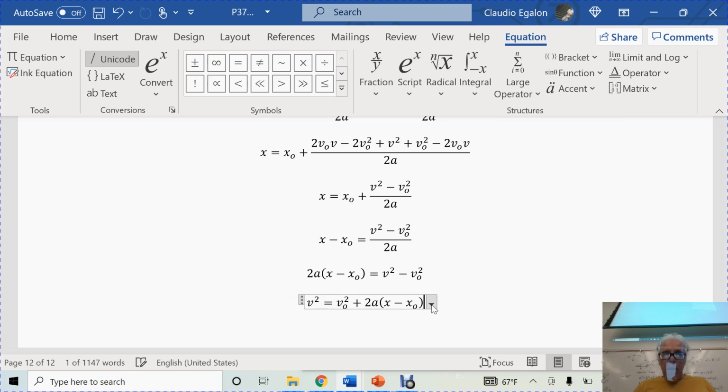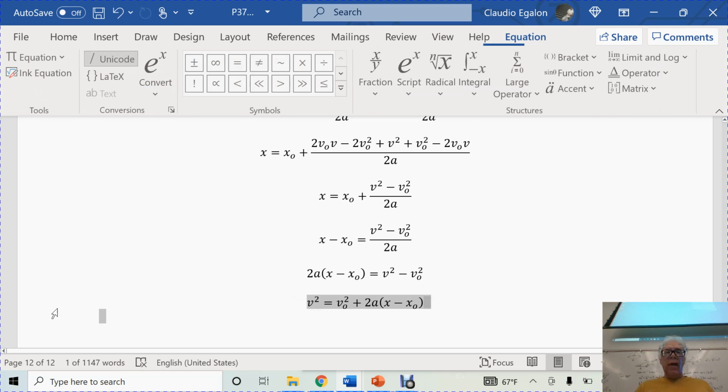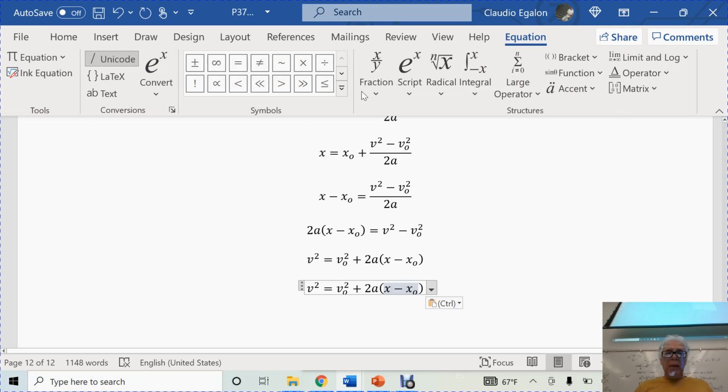x minus x naught has a name, right? How do you usually denote x minus x naught? Delta x is the displacement. Displacement. We go delta x. Go like that. That's the Torricelli equation.